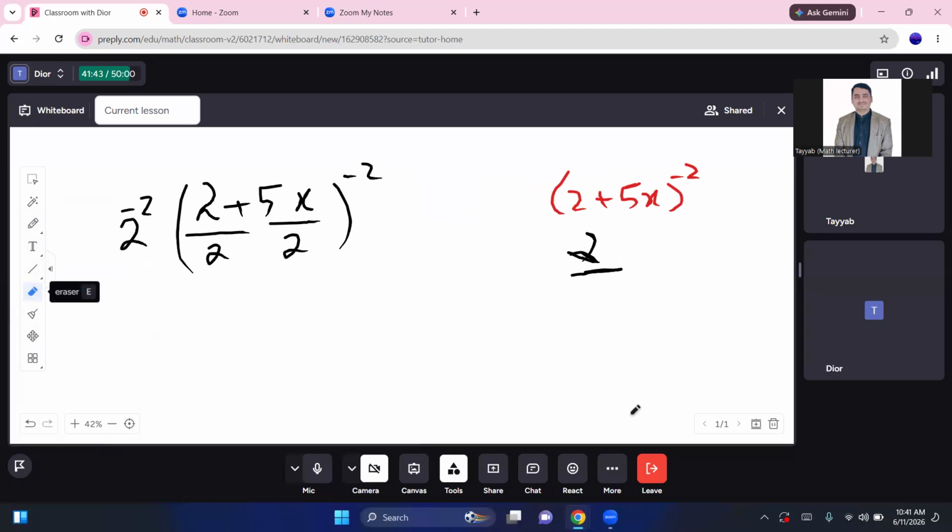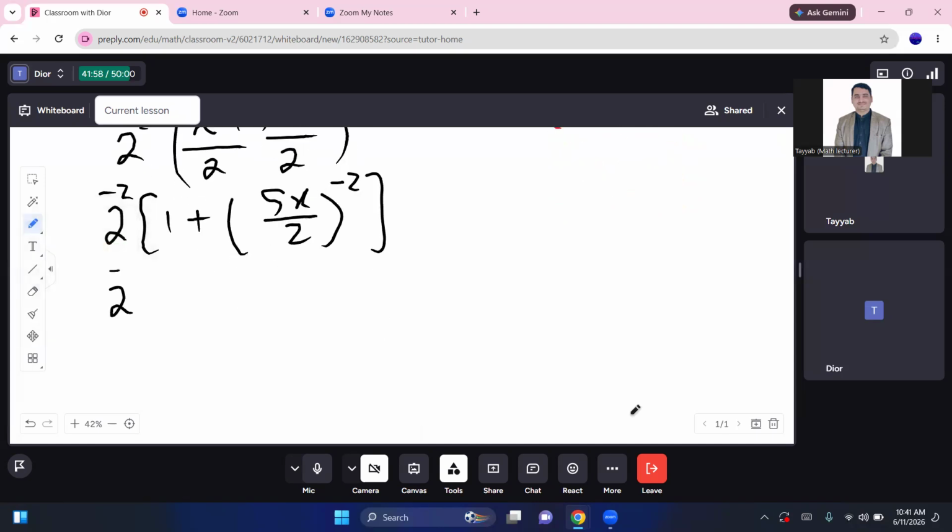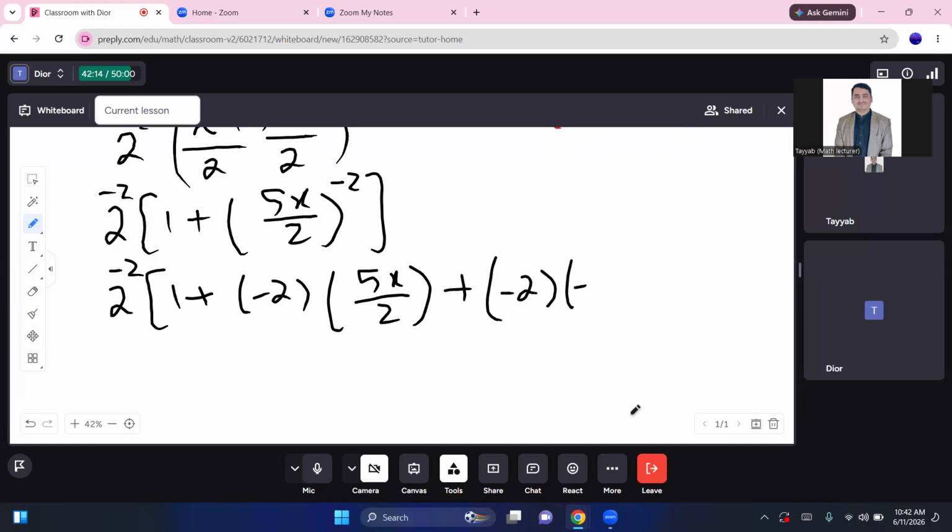Okay, so it would be 1 plus 5x over 2, to the power minus 2. So the power comes down, and we subtract 1. Okay, the power comes down, 1 plus nx, 1 plus nx plus n into n minus 1 over 2 factorial, x squared.